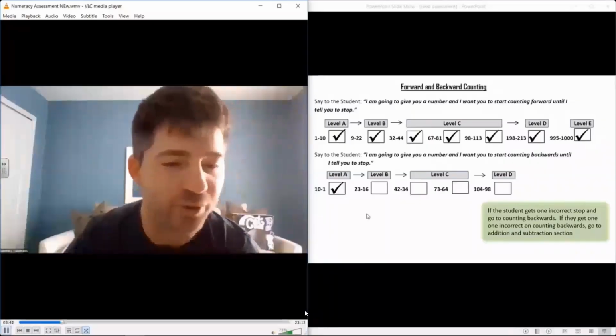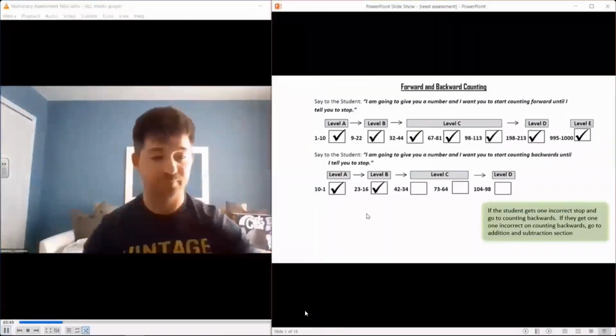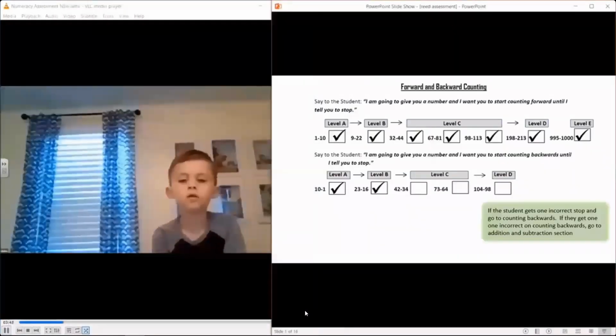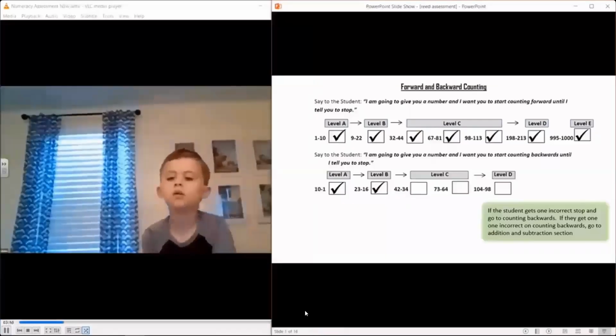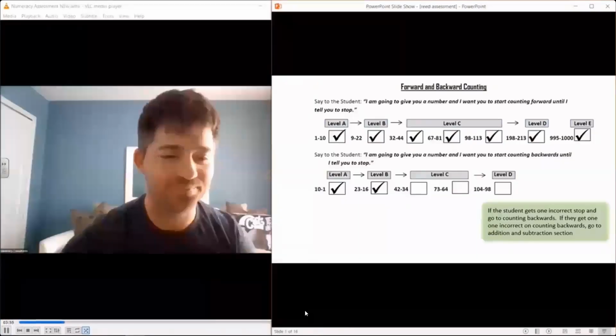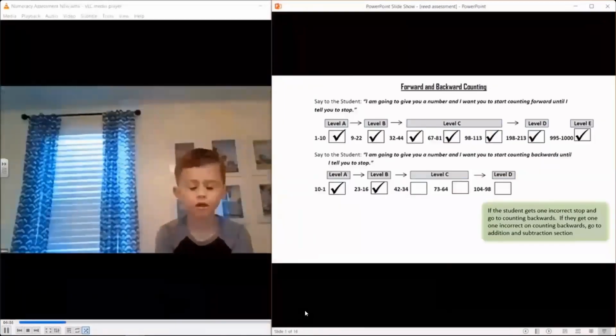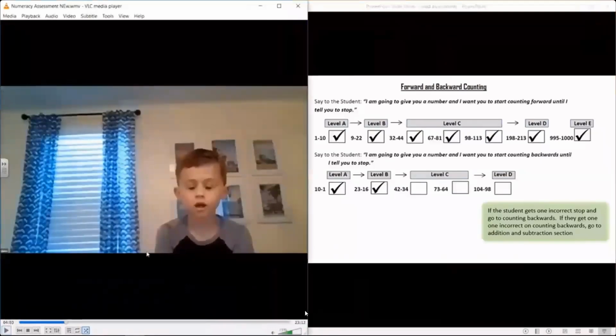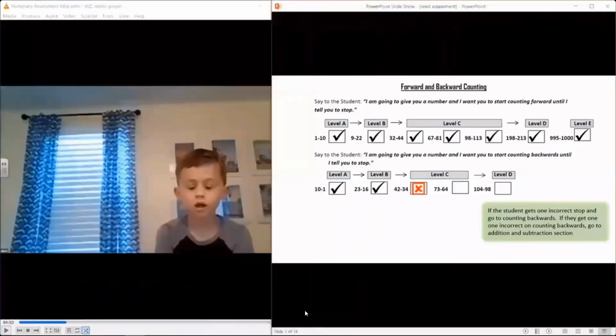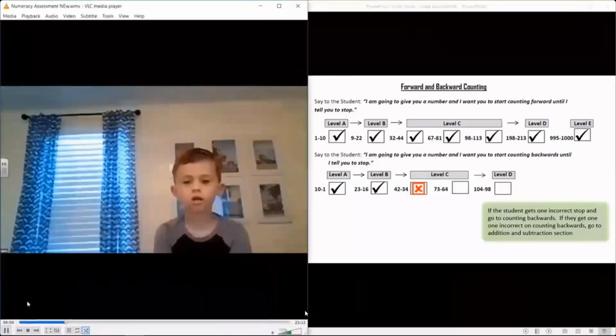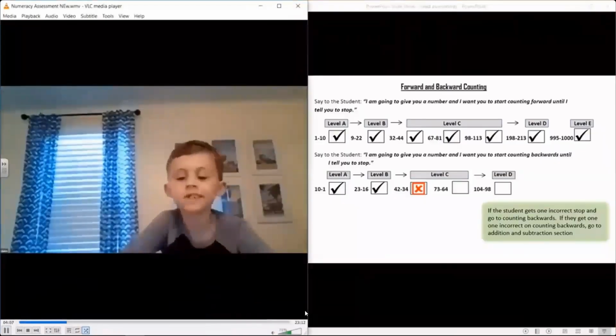Count backwards from 42. Backwards from 42. 42, 41, 30, 31. Wait, no, I'm not counting forward. Try it again. 42, 41, 30, 30. Two times in a row, continuing the struggle. So that's considered to be wrong. I'll let him finish up, then we're going to go to the next section. 39, 38, 37, 36, 35, 34, 33.